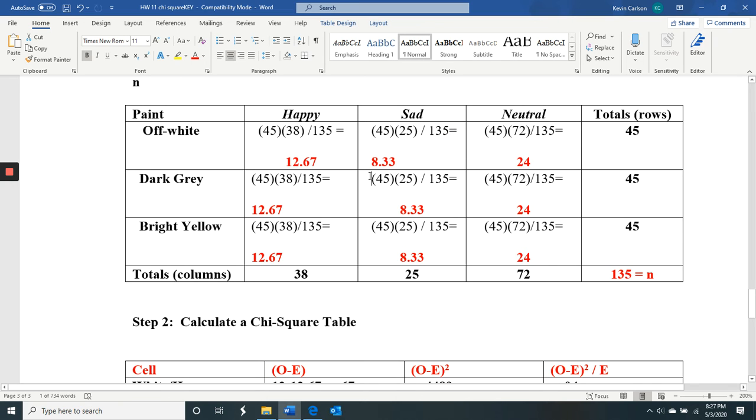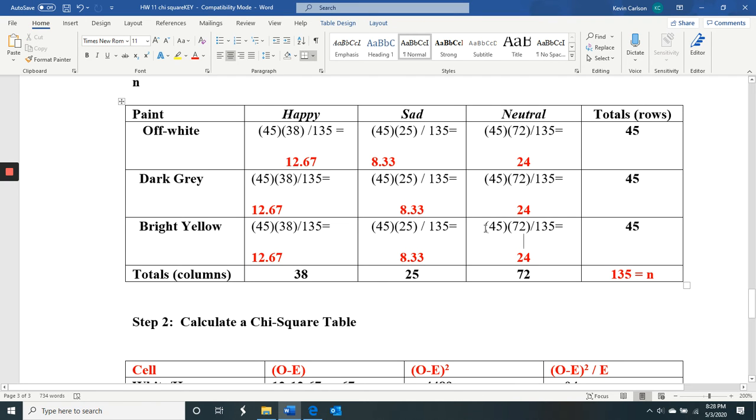I'm just going to do an example in each row. So a dark gray room, how many dark gray rooms? 45 people in those. And then sad, we had 25 people who are sad. So column times row, divided by n, the expected value is 8.33 for that cell.